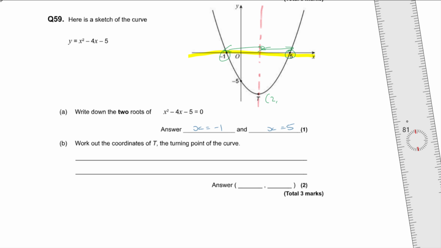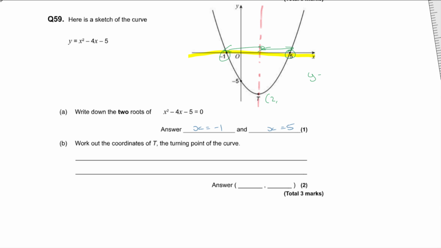And then the y coordinate we could find by subbing x equals 2 into the equation. So we could say the y value is 2 squared minus 4 lots of 2 minus 5. Just subbing x equals 2 into the equation and working out what that is. So what is 2 squared? It's 4. What is minus 4 times 2? It's minus 8. And then minus 5 there. So I've got 4 minus 8 minus 5, and I believe that comes to negative 9. So the y coordinate is going to be negative 9, so the coordinates are (2, -9).